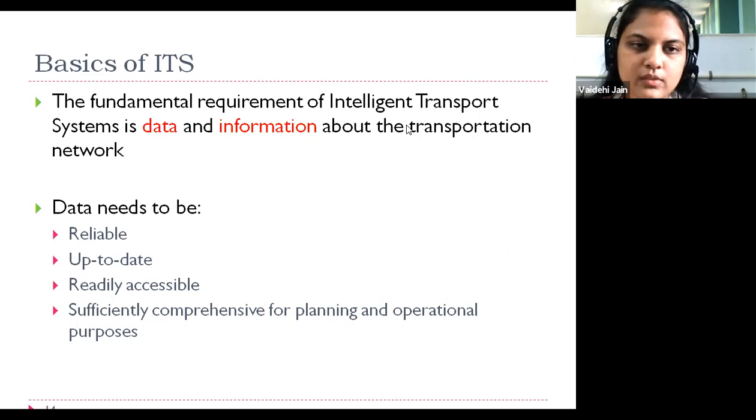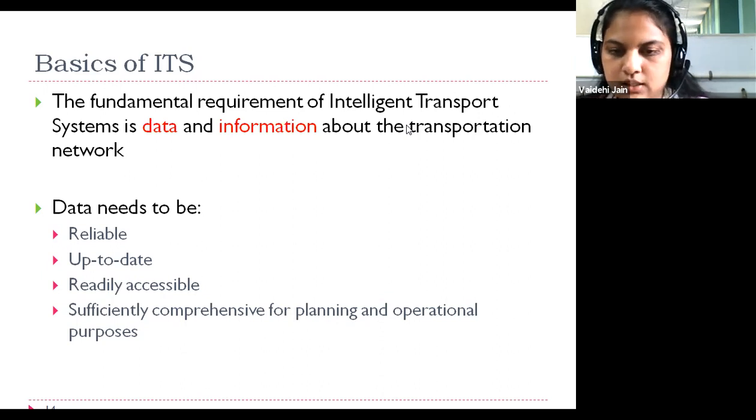So now we'll jump into the ITS. Now, what is the technology? What is the intelligent transport system?